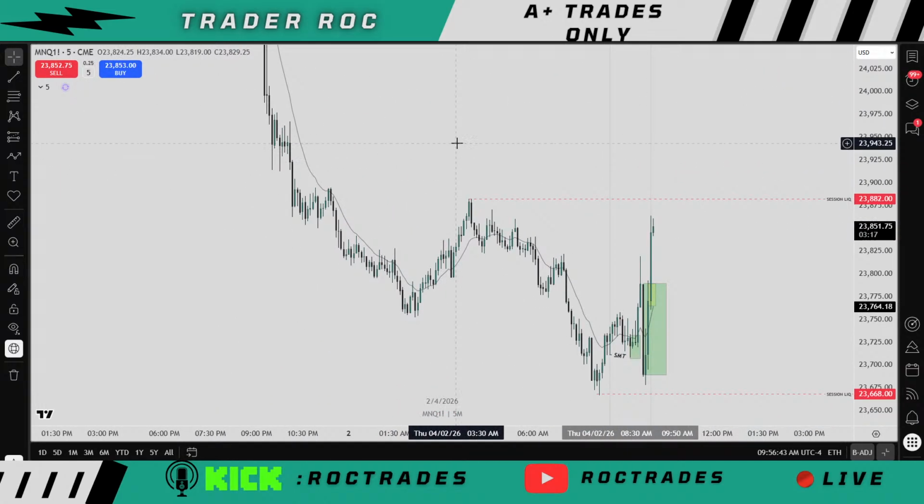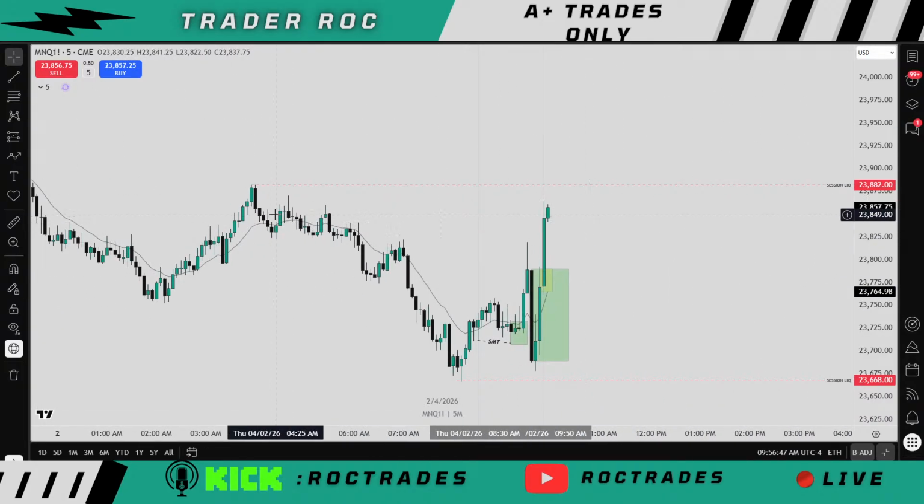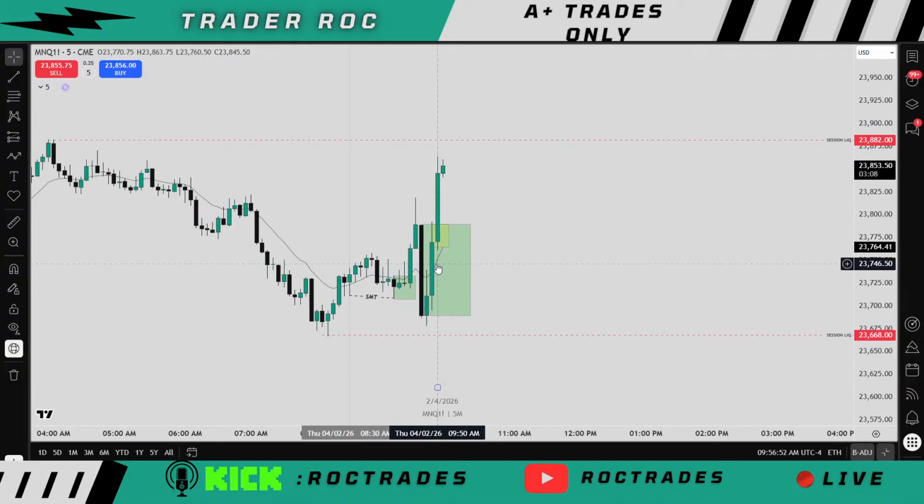All right, now back to the waiting game here. That was the only move I would have been able to draw up. I want to see how price responds after it hits this high. Maybe get another drive back into this 23,788 zone.